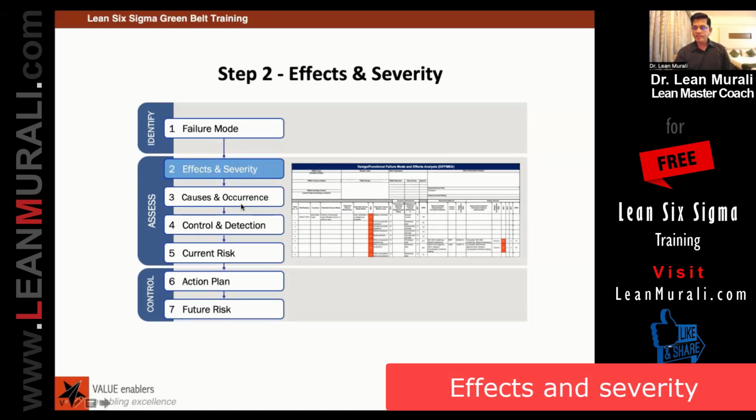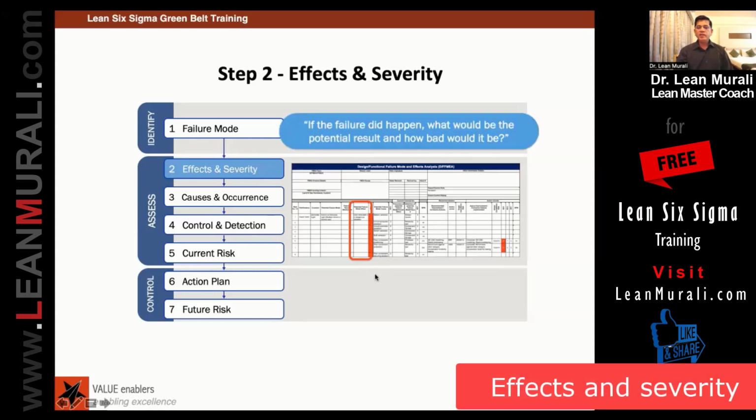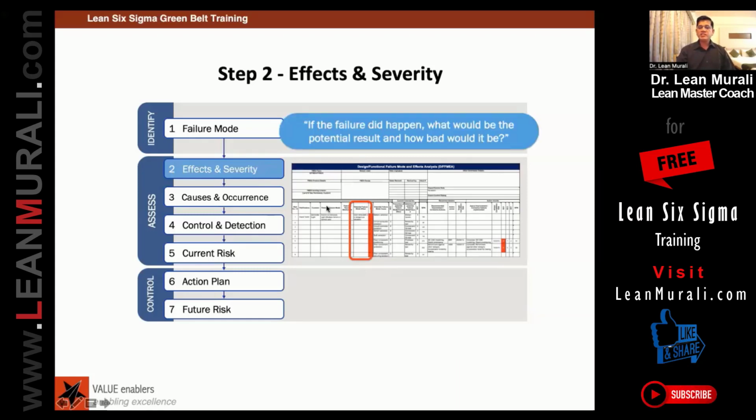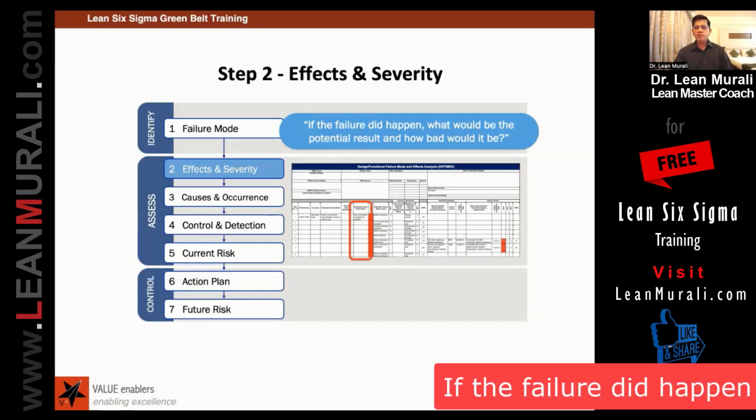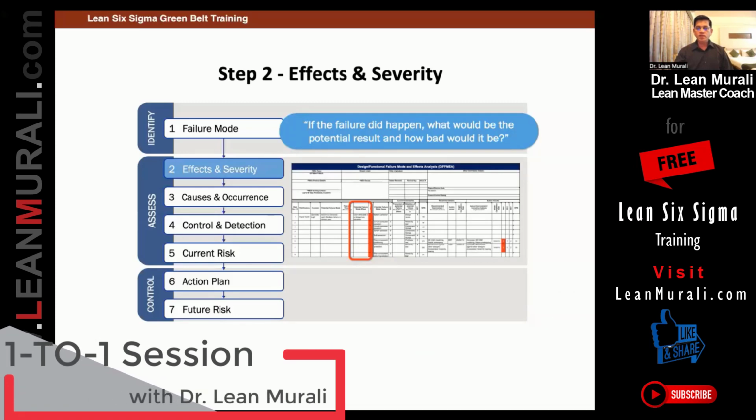Then effects and severity. Now that the failure has happened, what is the effect of that? What is the impact of that? Okay, what effect does it have and how severe is it? And that is actually explained here. And the severity rating is given in this place. Effects and severity. The question that we ask is, if the failure did happen, what would be the potential result? And how bad would it be?